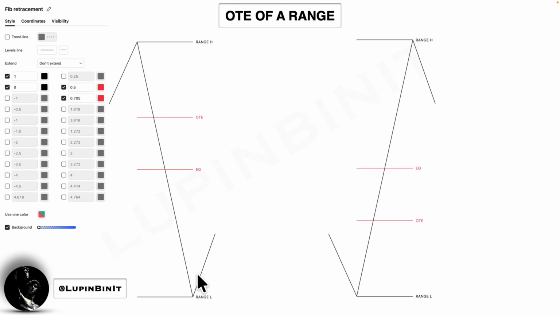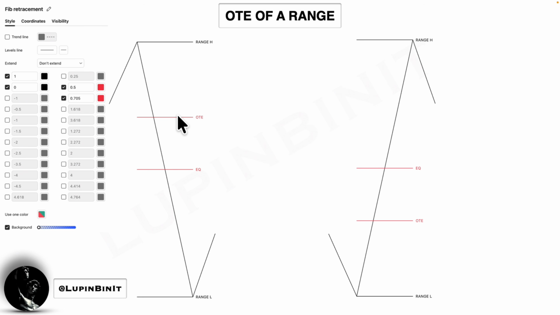So you have your range high, your range low, your equilibrium, and then OTE of this bearish range. So that OTE coming above the equilibrium. And then with your bullish one, range low, range high, equilibrium, OTE coming under the equilibrium. So the way you look to anchor the Fibonacci tool when it comes to identifying the OTE would be different for a bearish range and a bullish range.